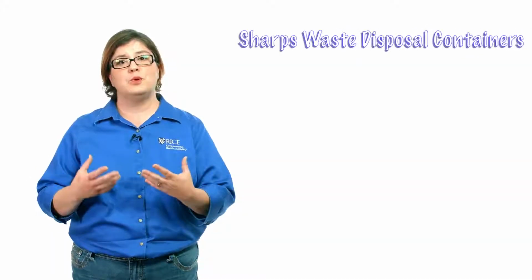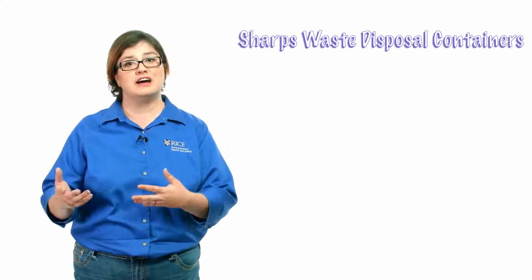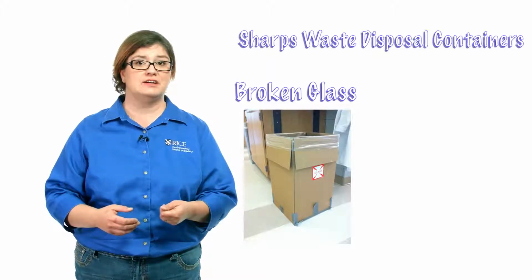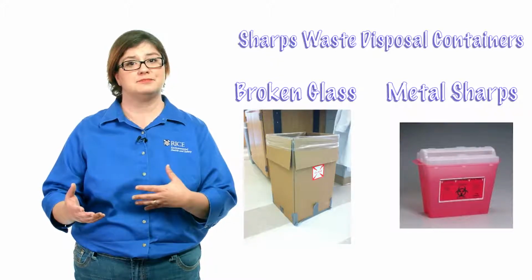For sharps, you'll want to get the proper disposal container from either the EHS office or from the stockroom. For broken glass, that's going to be a sturdy cardboard box with a liner. And for metal sharps, it's going to be a sharps disposal box.